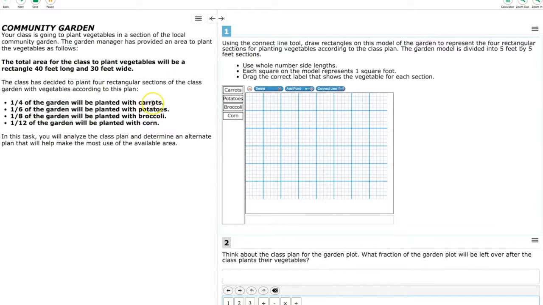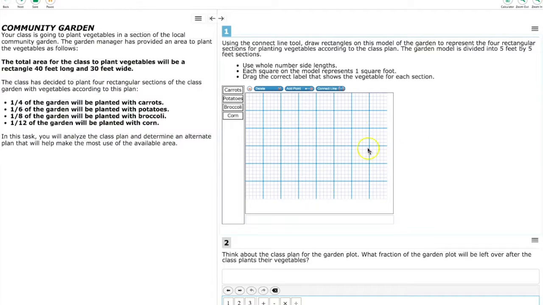1/4 of the garden will be planted with carrots. 1/6 of the garden will be planted with potatoes. 1/8 of the garden will be planted with broccoli, and 1/12 of the garden will be planted with corn. In this task, you will analyze the class plan and determine an alternate plan that will help make the most use of the available area.